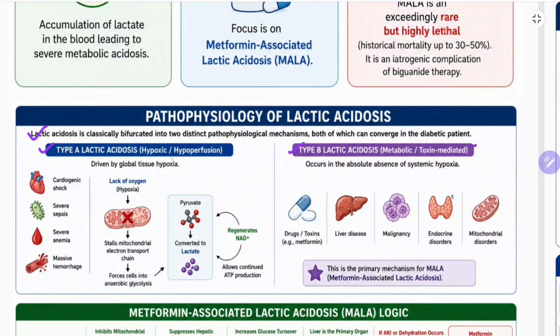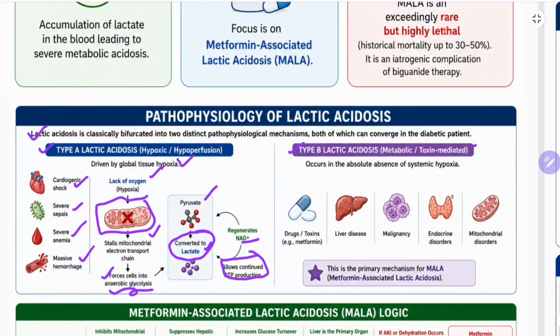Metabolic and toxin mediated. So type A is driven by global tissue hypoxia, like in cardiogenic shock, septic shock, severe sepsis, severe anemia. Tissues don't have oxygen, so they will go on for anaerobic metabolism. Massive hemorrhage. So lack of oxygen, meaning hypoxia, stalls the mitochondrial electron transport chain and forces the cells into anaerobic glycolysis. In anaerobic glycolysis, pyruvate is converted to lactate. In this process NAD plus is generated, which allows continued ATP production. Because the cells switch over from aerobic respiration, which occurs in mitochondria, to anaerobic glycolysis, the byproduct of that is lactate.